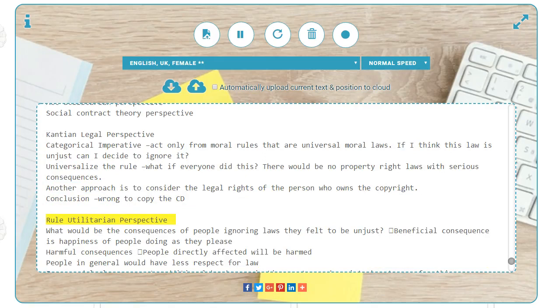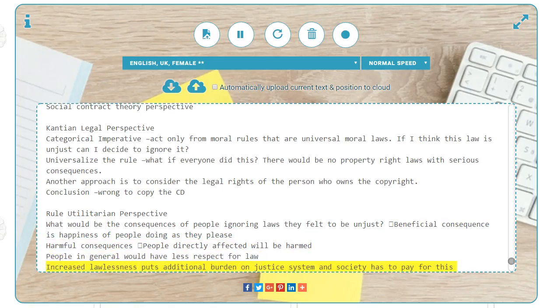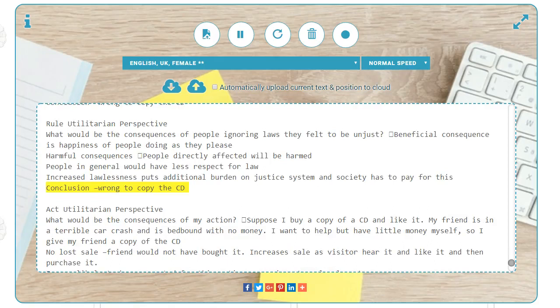Rule utilitarian perspective. What would be the consequences of people ignoring laws they felt to be unjust? The beneficial consequence is the happiness of people doing as they please. Harmful consequences: people directly affected will be harmed. People in general would have less respect for law. Increased lawlessness puts an additional burden on the justice system, and society has to pay for this. Conclusion: it is wrong to copy the CD.